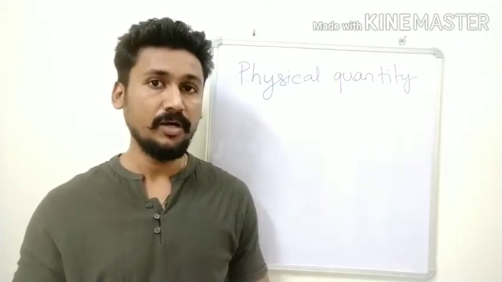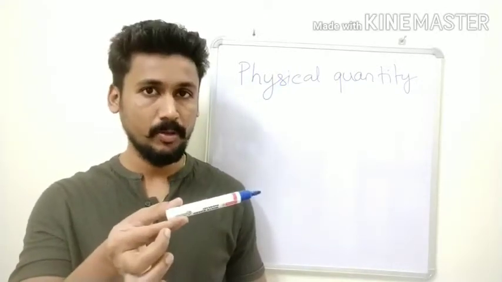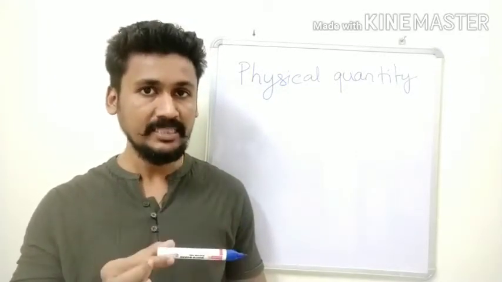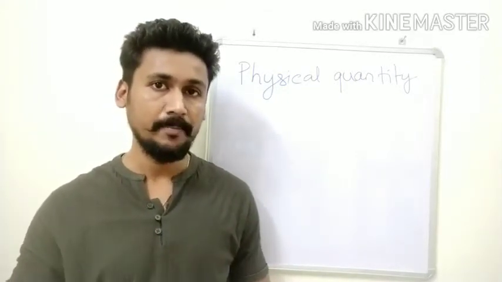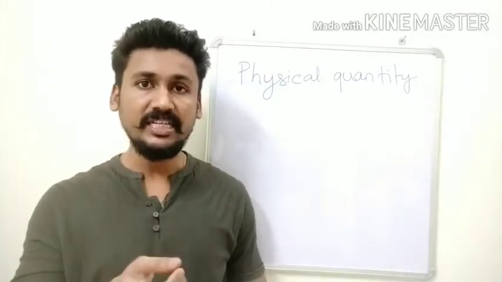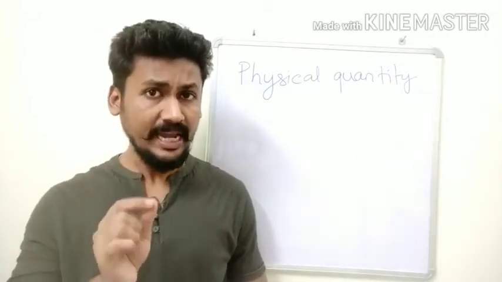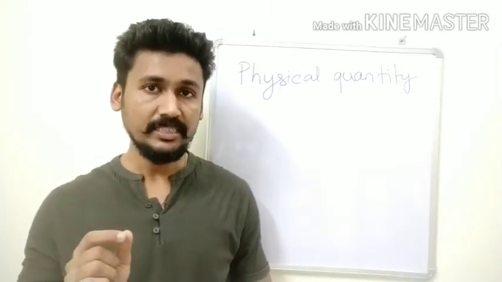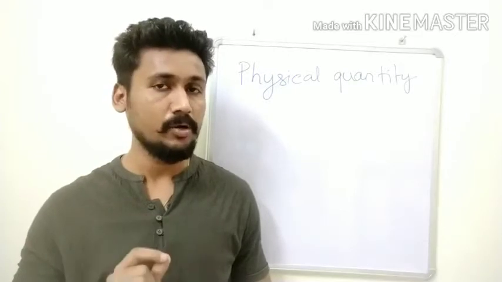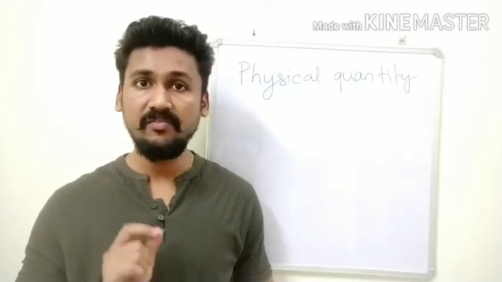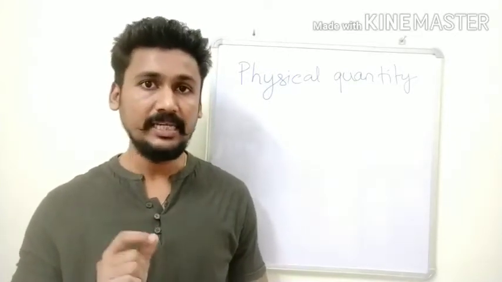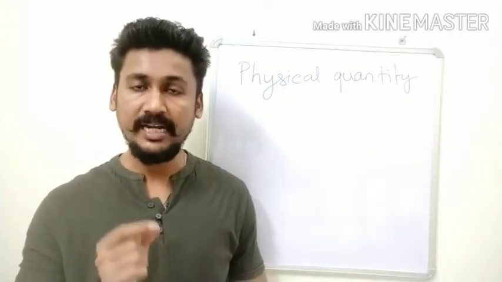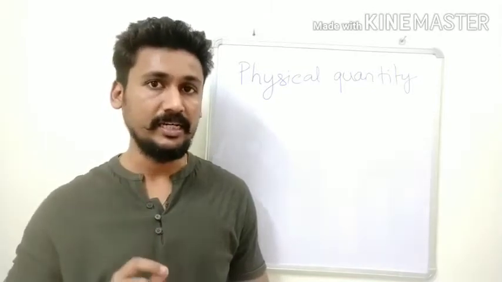Or if you are asked to measure the mass of this pen, you will use a weighing machine and you will be able to tell the mass of this pen. So mass is also a physical quantity. So a quantity which can be measured, that we call a physical quantity. Fine. So in physics, there are n number of quantities and we are going to see them one by one. All these are very important as they help us in measurements. So as physics students, we should understand the concept of physical quantities.